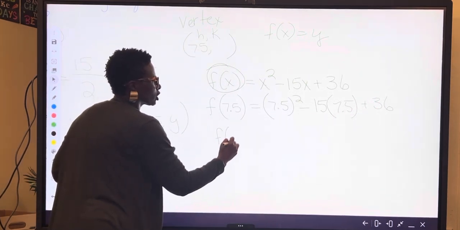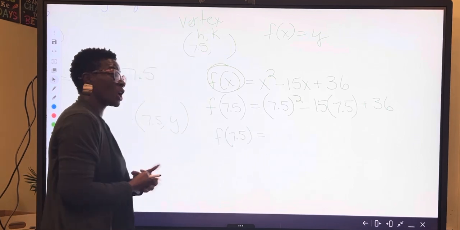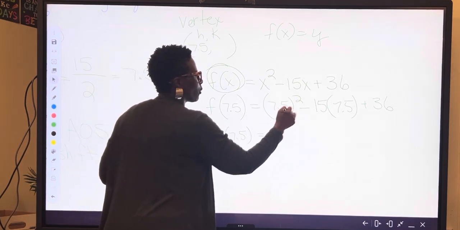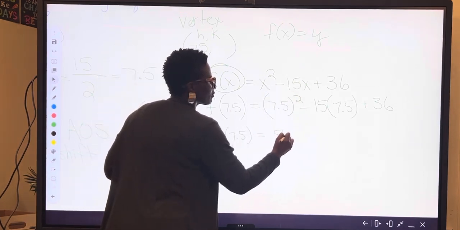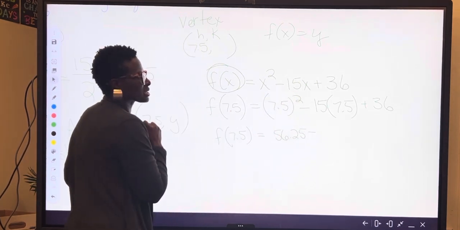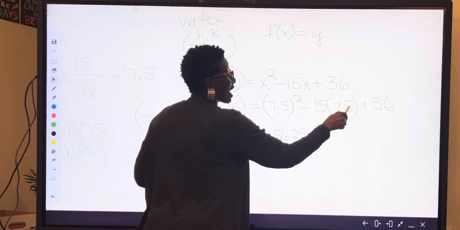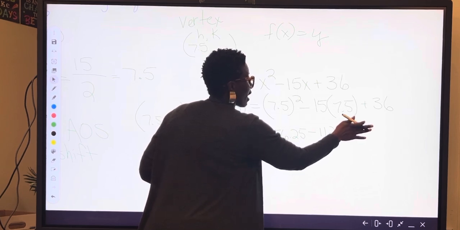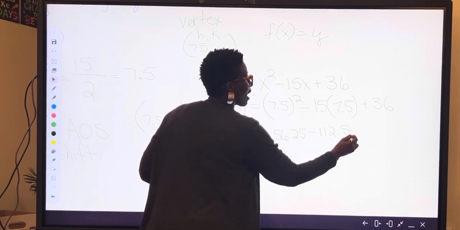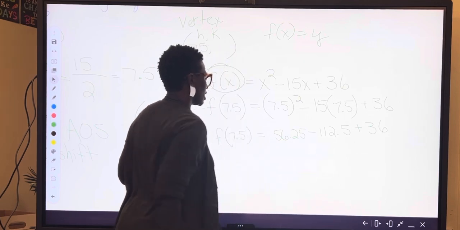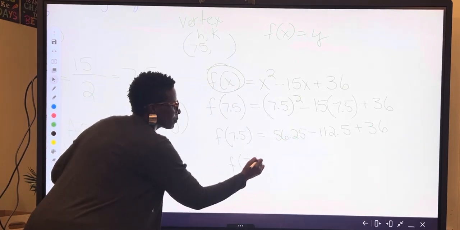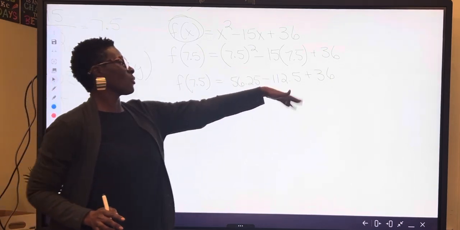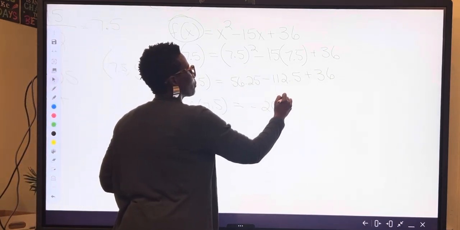All right, y'all already got this part done, right? Yes. So the function of 7.5, meaning what do you get out when you put 7.5 in? It's going to be 7.5 squared, 56.25, minus, or negative times a positive is negative, 112.5, plus 36. So the function of 7.5 is, what we got when you put it all together? Negative 20.25.